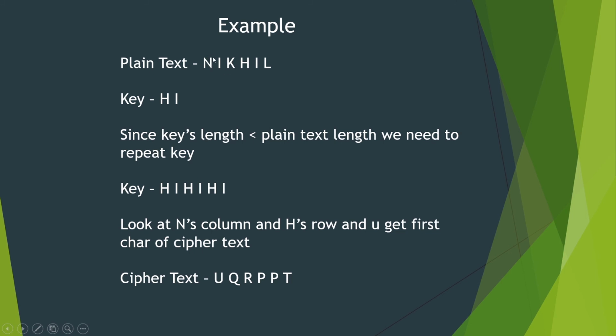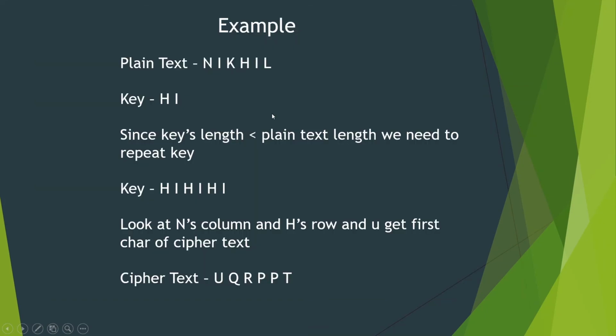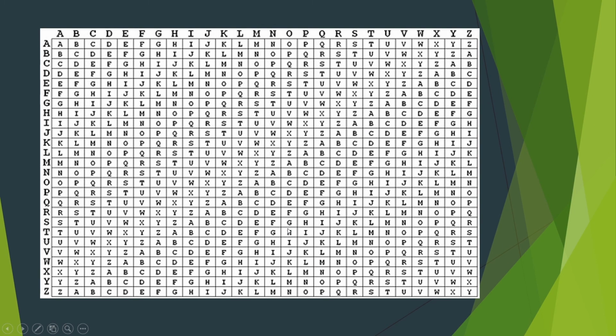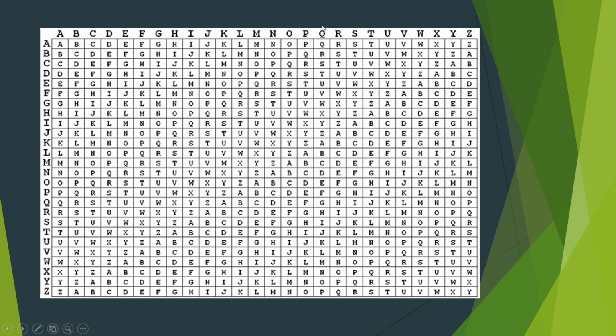First I take the first alphabet N of the plain text and the second alphabet H of the key. Look at the N column, and in this N column I need to look at the H row. So N column and H row. I take this N column and H row. So it is U. So my plain text character N will transform into U. In the same way, I column, I row. Where is this I column and I row? It's Q.